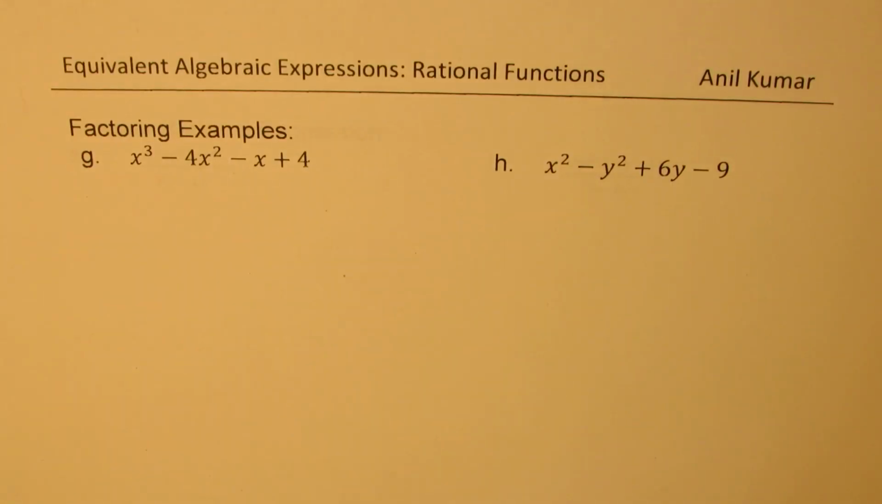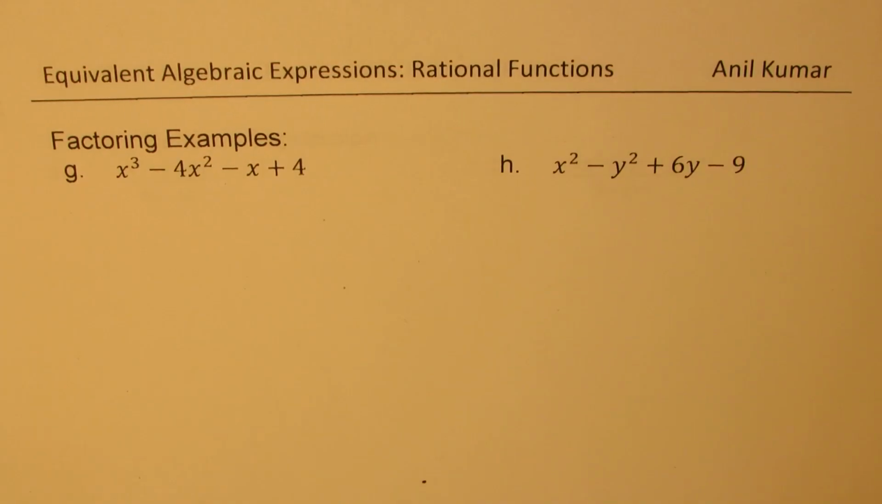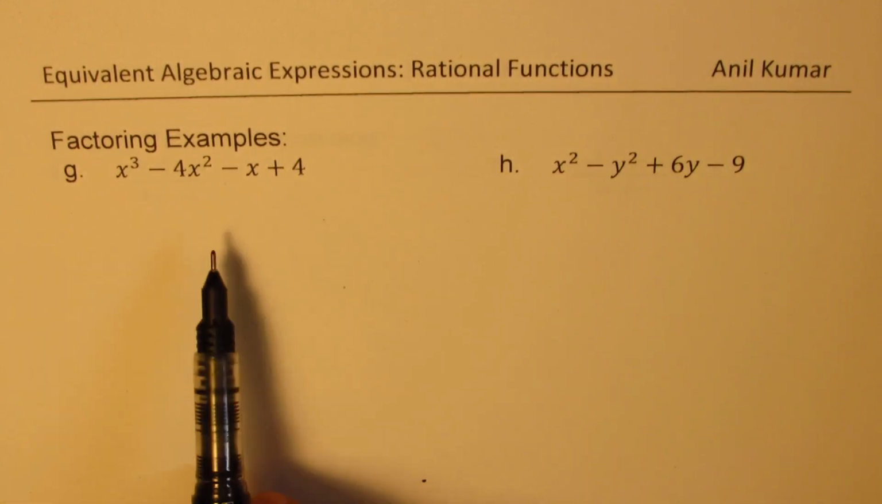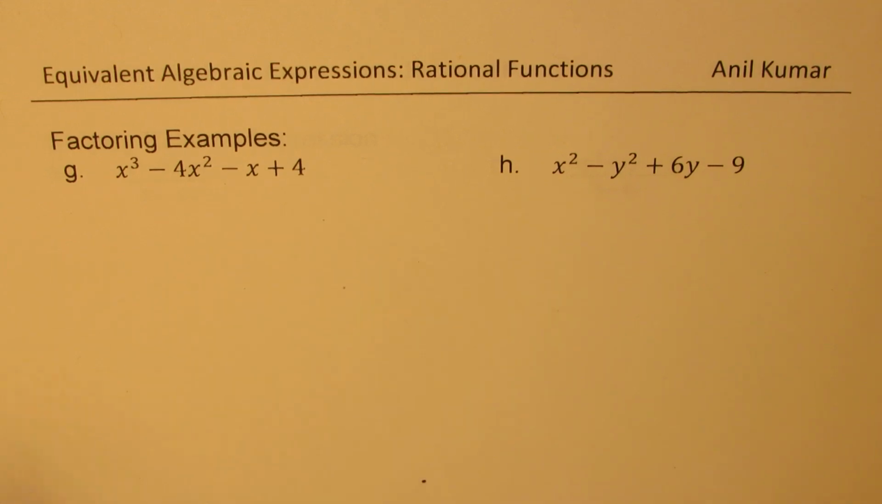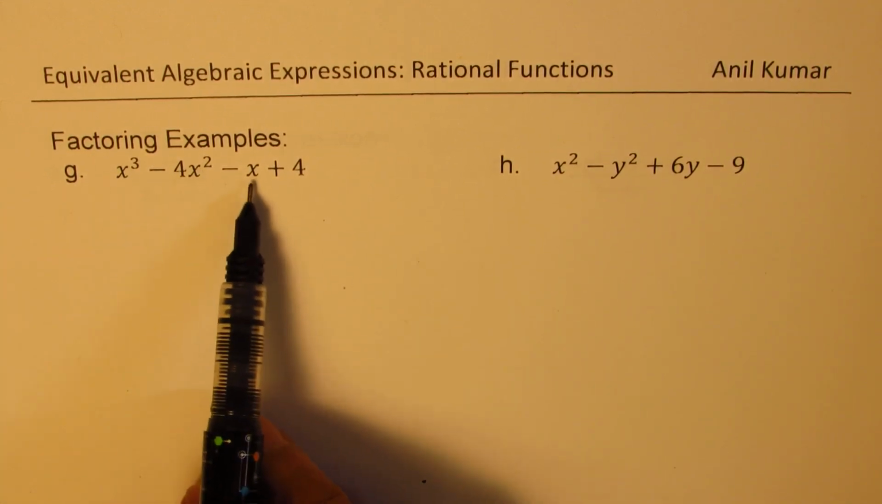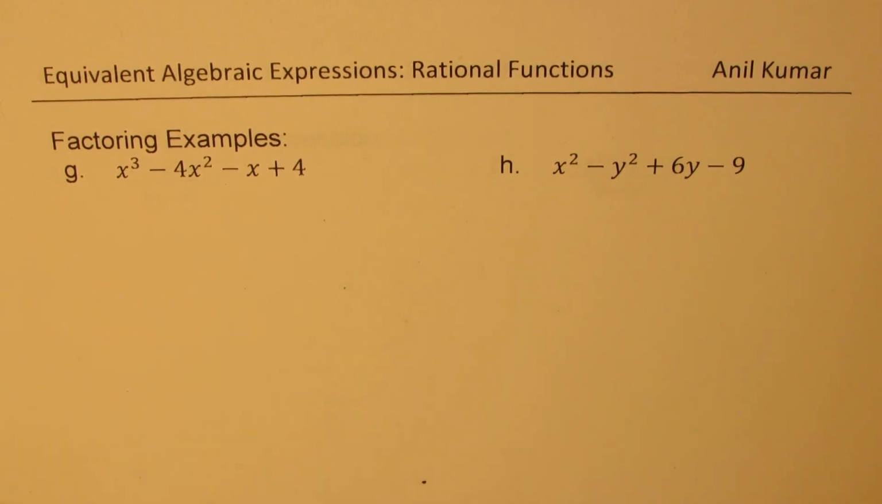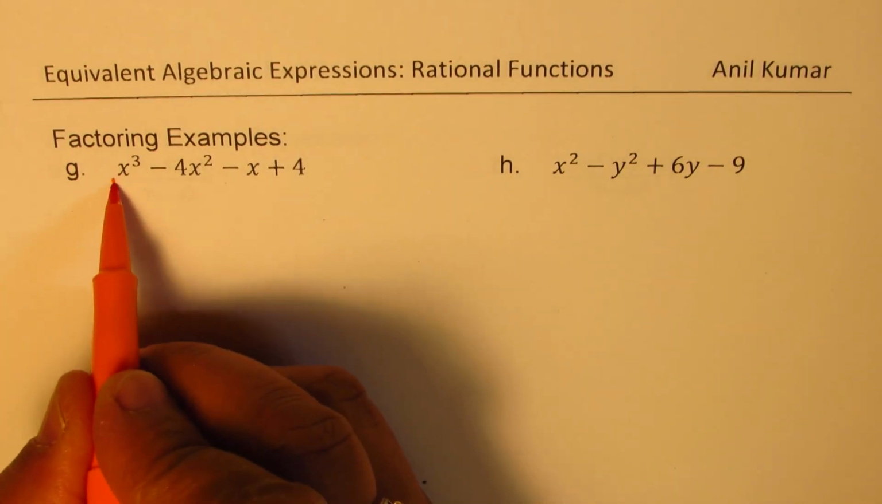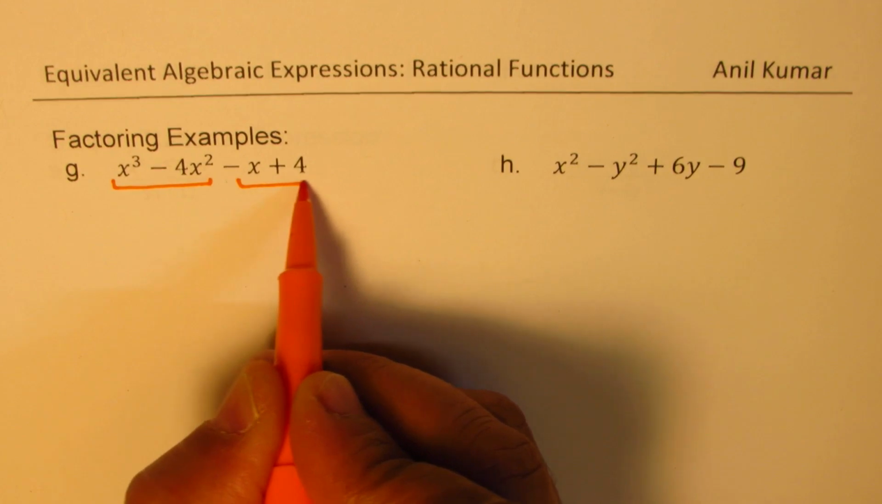Now, on factoring, these are the last examples. They're slightly difficult. I'd like you to pause the video and then answer these questions. Here we have the last 2 examples on factoring. We'll learn, rather review, two other techniques for factoring. Here we have four terms, x cubed minus 4x squared minus x plus 4. We can actually group them into two each, right?